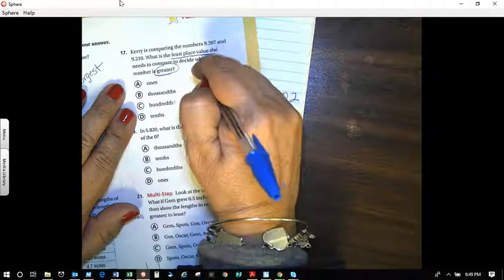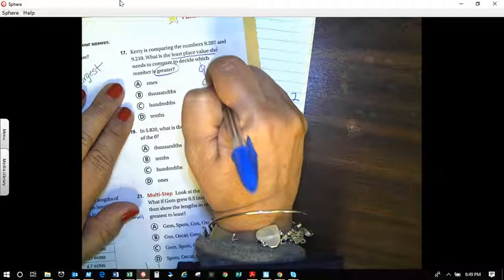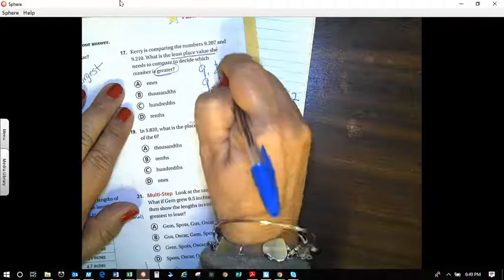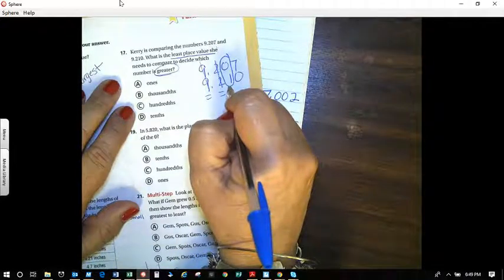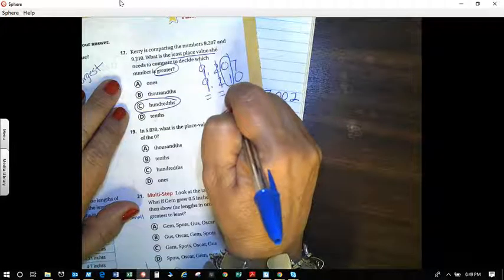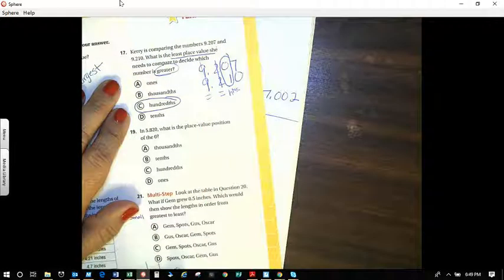So she can't do it here, not in the ones, because they're equal. She can't do it in the tenths because they're equal. So this is the first one. What place value is that? That's right, hundredths. So she's going to compare it in the hundredths place value. Good job. See? Line it up, and then you can see it all happening.